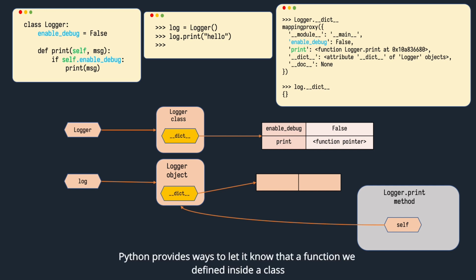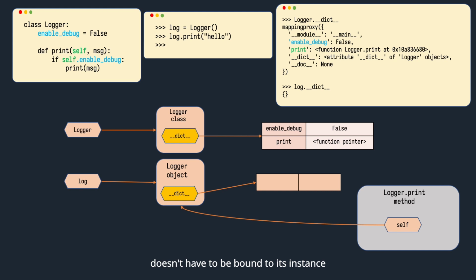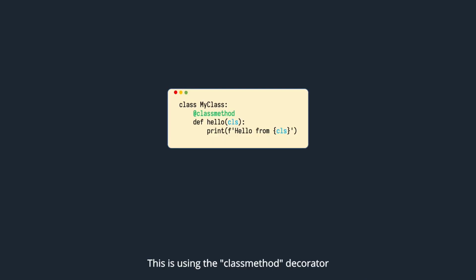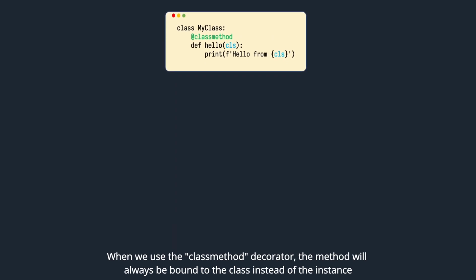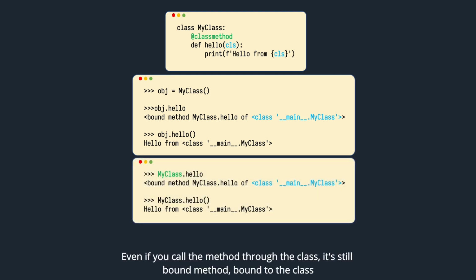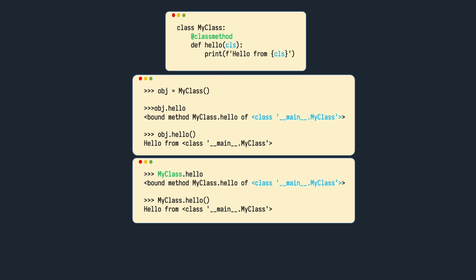Python provides ways to let it know that a function we defined inside a class doesn't have to be bound to its instance. Instead, we can tell Python to bind a method directly to the class. This is done using the classmethod decorator. When we use the classmethod decorator, the method will always be bound to the class instead of the instance. Even if you call the method through the class, it's still a bound method, bound to the class. Unlike a normal method, the class method can be called through either the class or an instance.